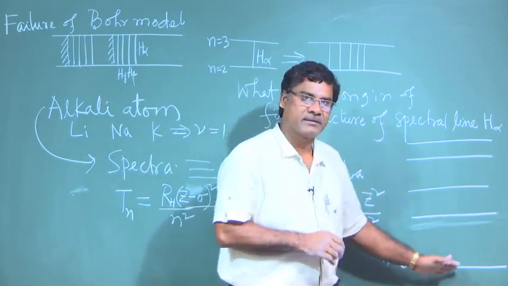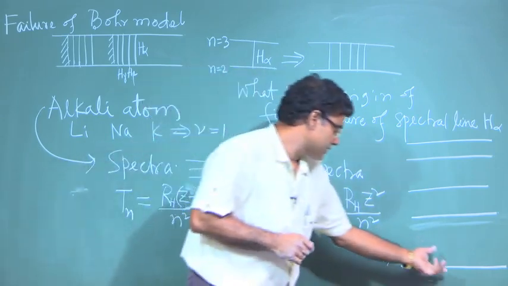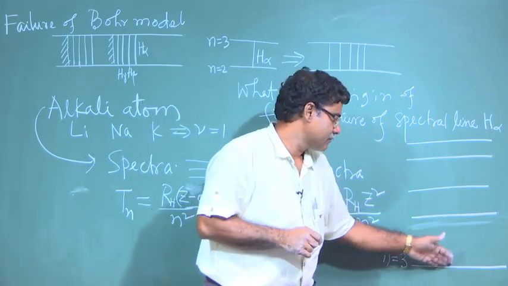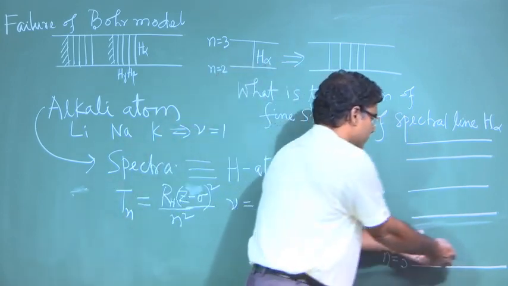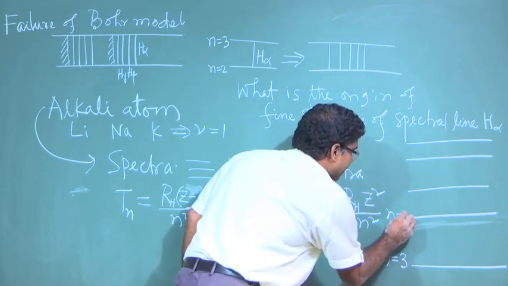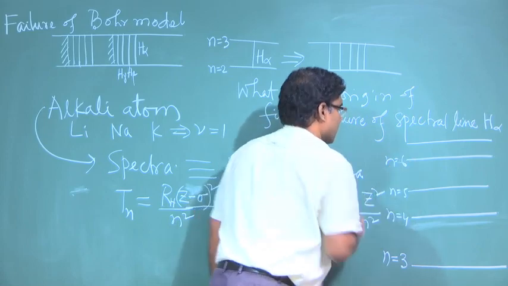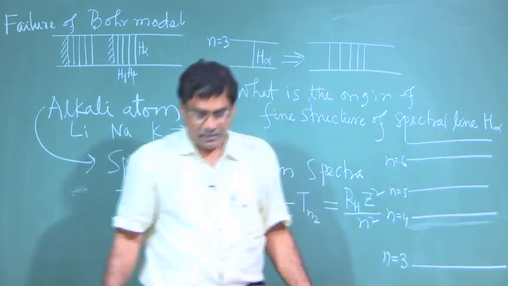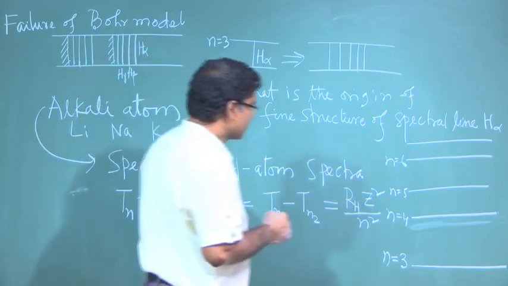So, this outer electron is staying there, and then it can go to a higher energy level, n equal to 4, n equal to 5, n equal to 6. So, from the similarity with the hydrogen energy level, one can draw.